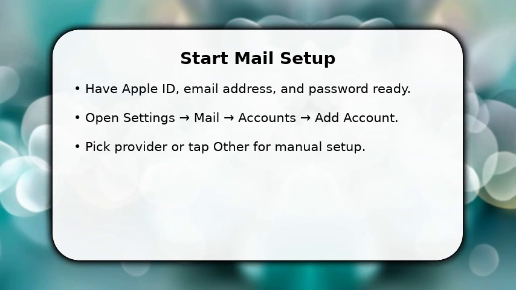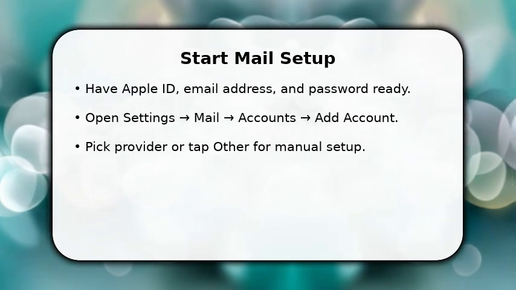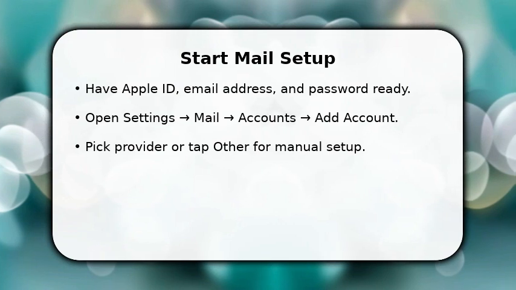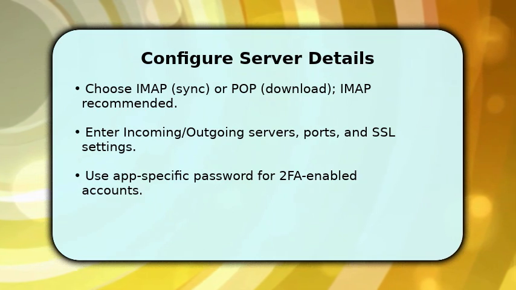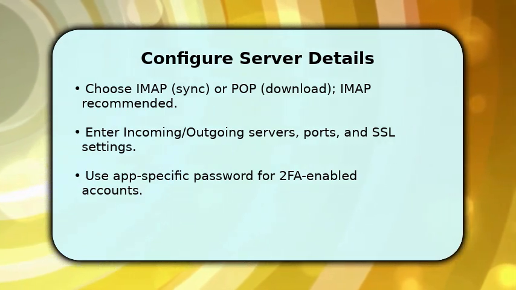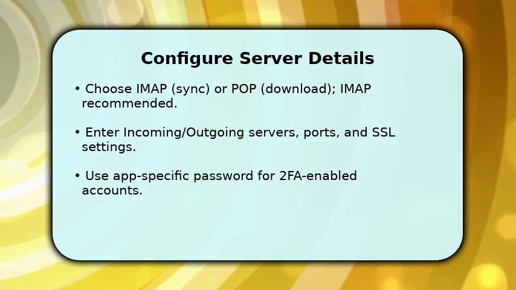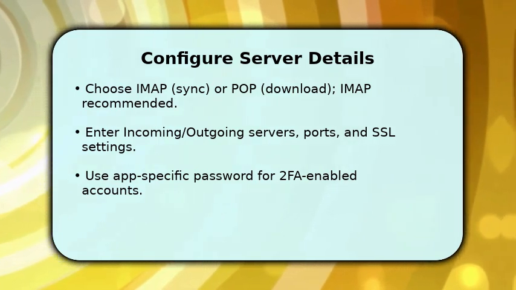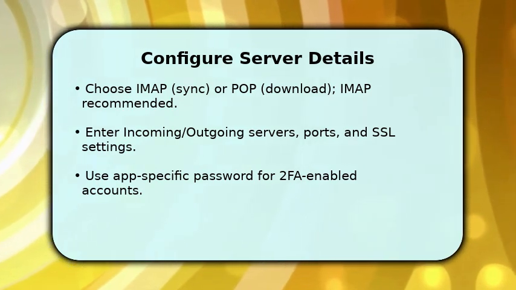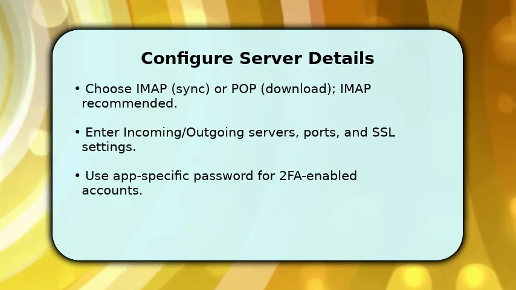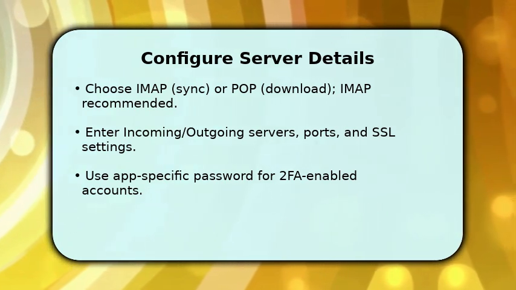Now you configure incoming and outgoing servers. IMAP is recommended because it keeps mail synced across devices. Enter the incoming server name, your username, full email, and the correct port, typically 993 with SSL for IMAP or 995 for POP. For outgoing SMTP, use port 465 or 587 with TLS/SSL.